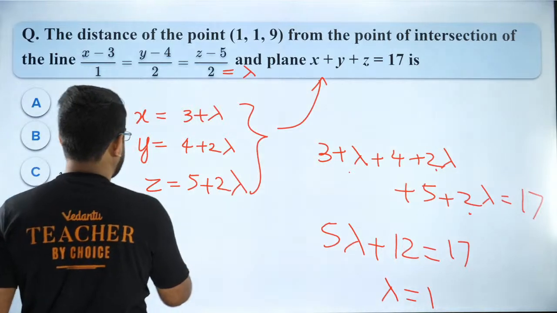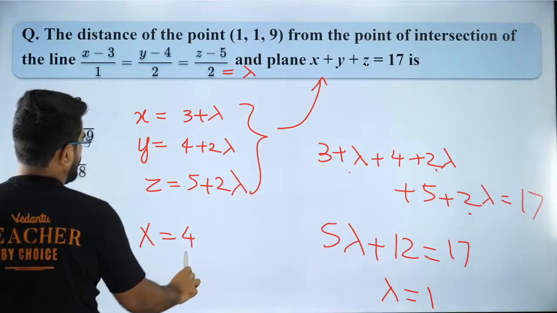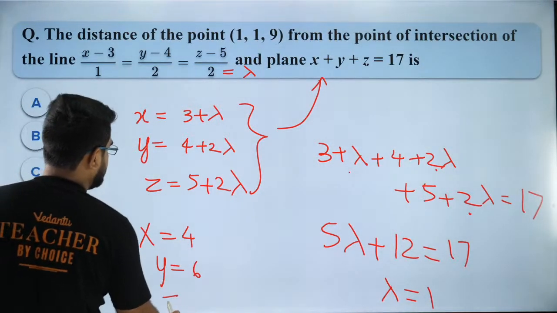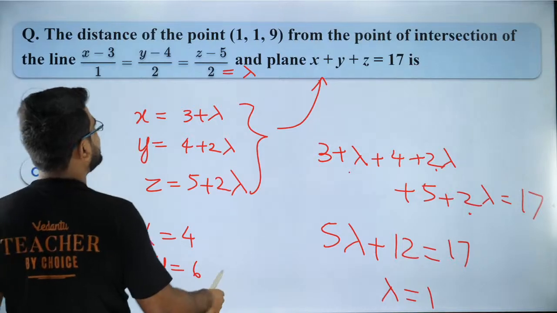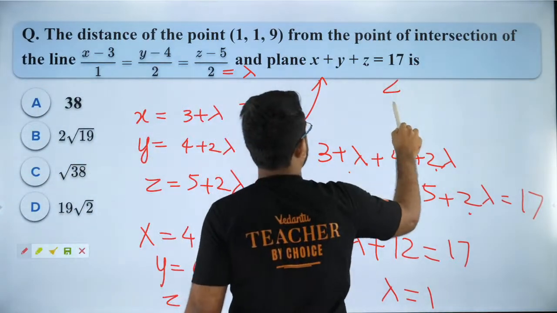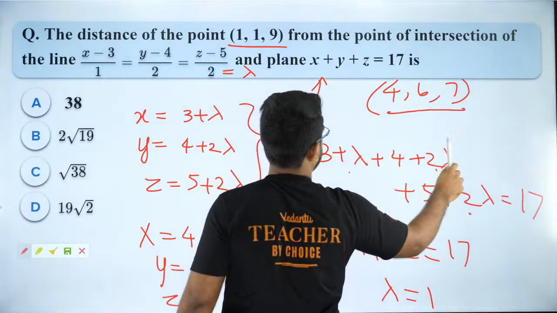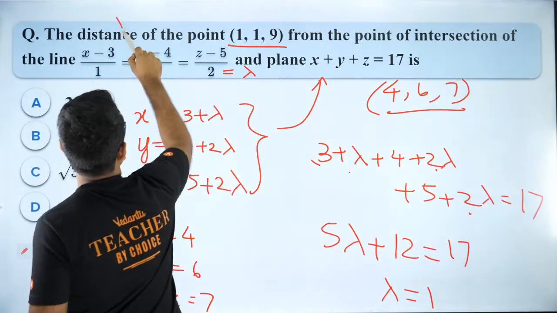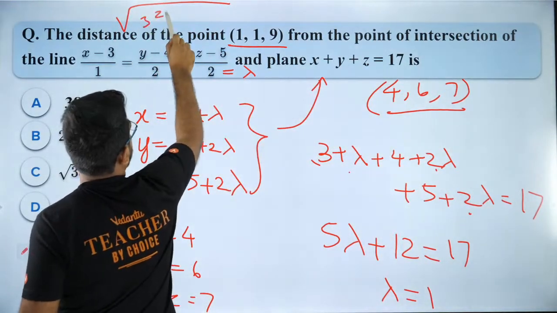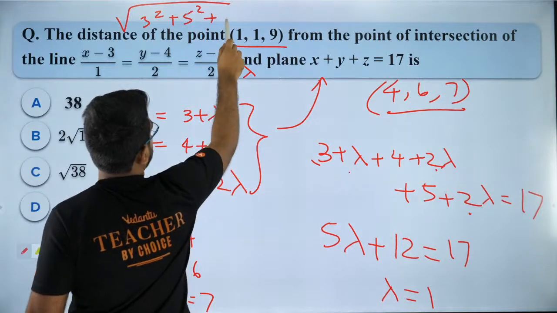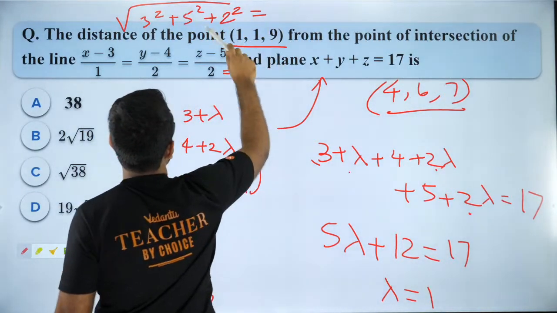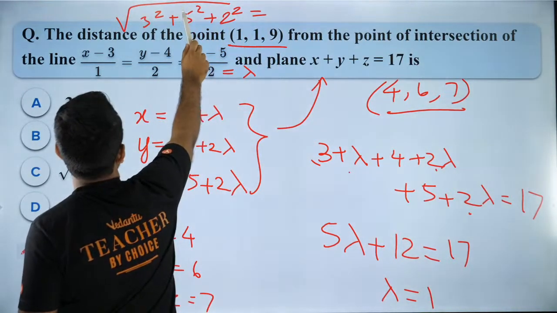So the point is x equal to 4, y equal to 6, z is equal to 7. So 4, 6, 7. So that is the point. So what is the distance? The distance between this and this. So it is going to be the square root of (4 minus 1) squared, that is 3 square, (6 minus 1) squared, that is 5 square, (7 minus 1) squared, that is 2 square. So that's going to be how much?